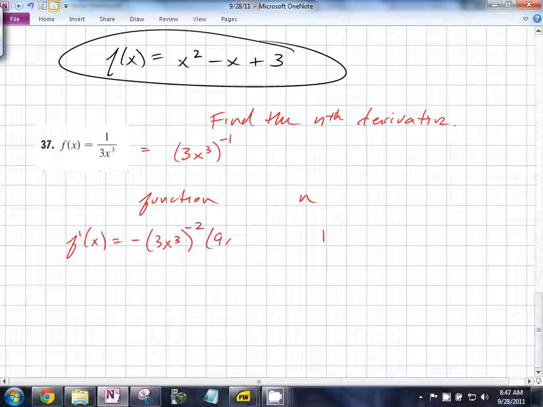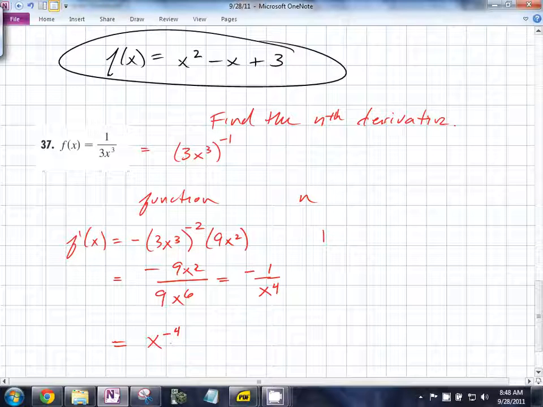Can we clean that up? Yes, please clean that up. What's that going to be equal to? It's going to be -9x squared over what? 9x to what power? To the 6. So what's that equal? -1 over x to the what? To the 4th. So what's that equal to? Do you agree with that? Negative x to the -4. Does that work? Did we do the algebra correct?